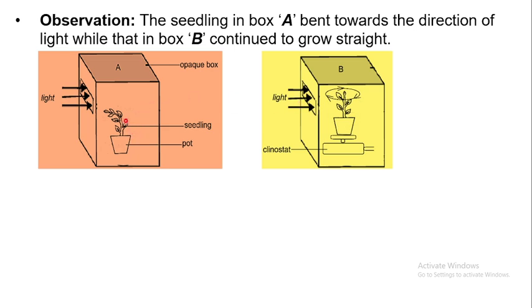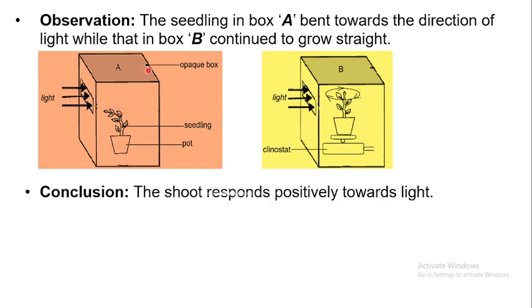For a plant to bend, only one side must receive light so that auxins migrate to the part which is not receiving light, and that will cause it to grow. And the growth is going to cause it to bend towards light, which is called positive phototropism. Very important to note. So it can be concluded, therefore, that the shoot responds positively towards light.